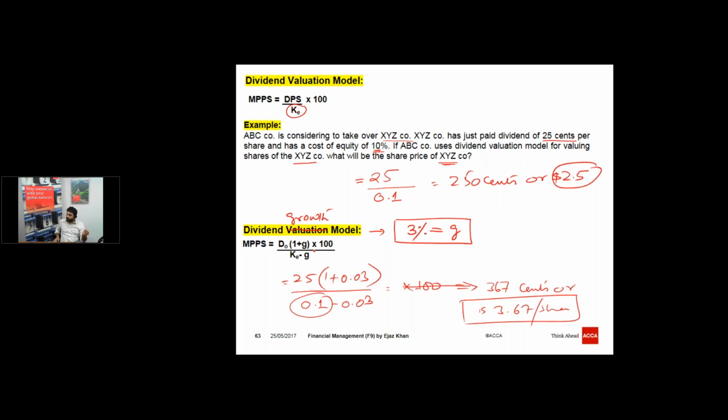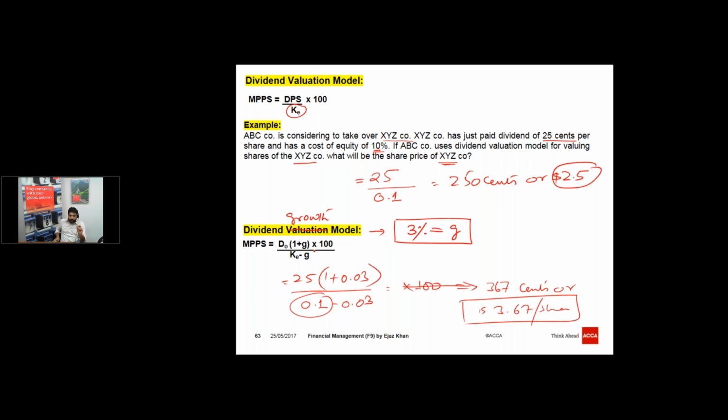So my question to all of you, just come up with the answer quickly. What if we are not given the cost of equity? How will we calculate cost of equity? Which model of cost of equity should we be using? Exactly, it's the CAPM model. Good work, Sumer. So it's the CAPM model which we have to use.